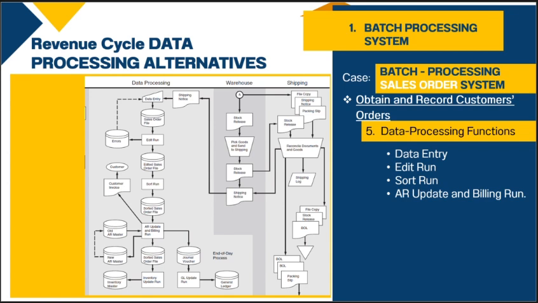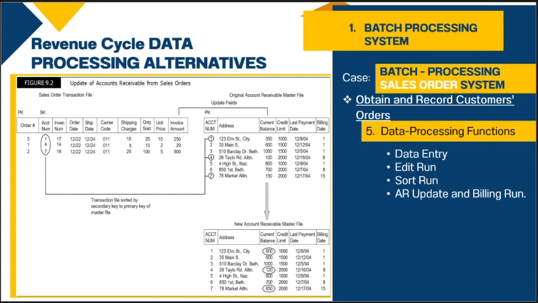Now, the accounts receivable update run, or the AR update run, posts the accounts receivable by sequentially matching the account number key in each sales order record with the corresponding record in the accounts receivable master file. The system then calculates a new account receivable balance for each customer based upon the current balance in the old accounts receivable master plus the invoice amount from the sales order transaction record. This is shown in this figure.